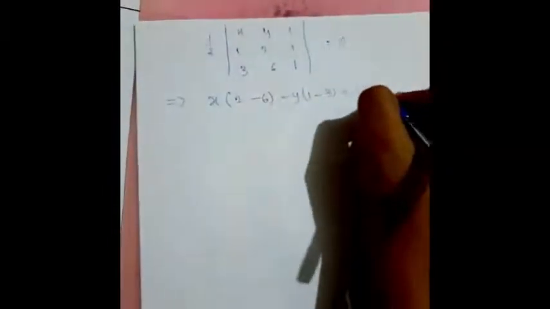If you expand this along the first row, what would happen? First row, first column: 2 ones are 2, minus 6; similarly minus y. You will get 1 into 1 minus 3 into 1, that is 3 plus 1, 6 minus 6 equal to 0.